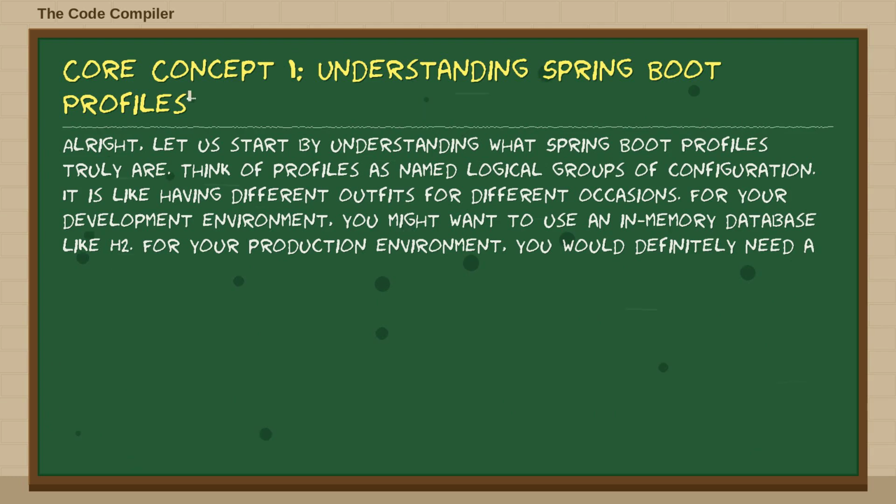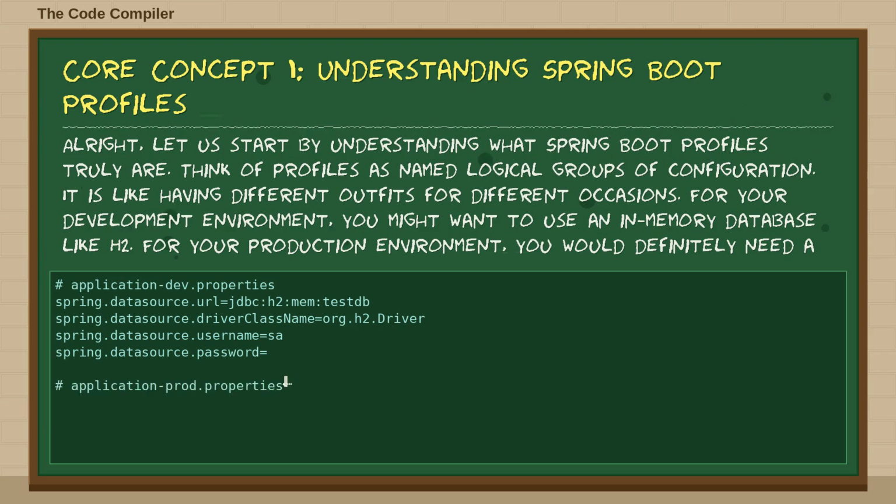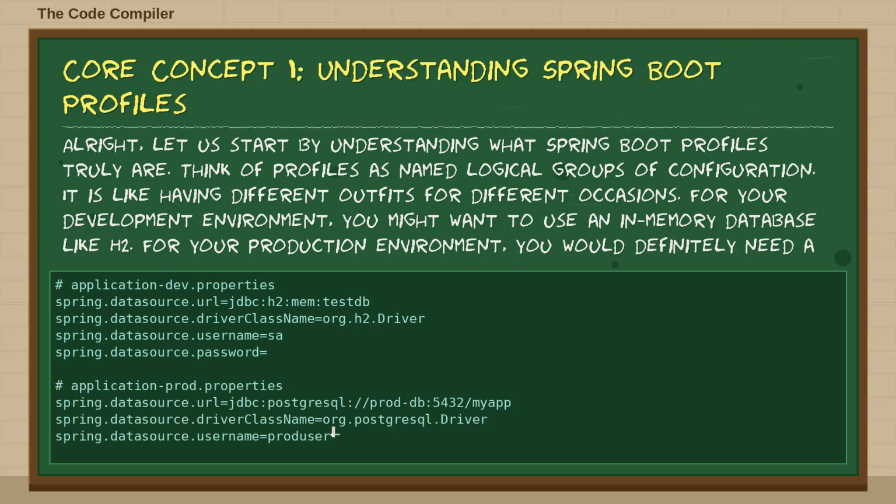Instead of manually changing code or properties every single time, Spring Boot profiles allow us to define these environment-specific settings in separate configuration files. This makes our applications incredibly flexible and easy to manage. When you define a profile, you are essentially saying, when this profile is active, use these specific settings. It is a powerful way to keep your application adaptable without constantly modifying your core code. This separation of concerns is a cornerstone of robust application development.